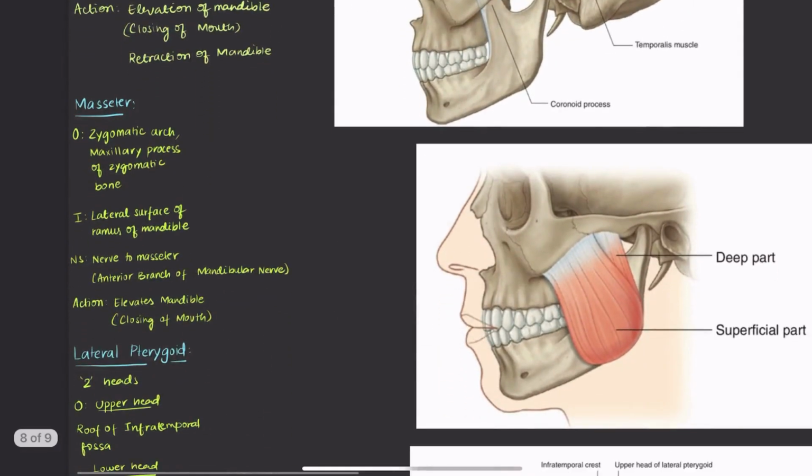Moving on to masseter. Masseter originates from the zygomatic arch and also from the maxillary process of zygomatic bone. It inserts onto the lateral surface of the ramus of the mandible. Right, and the nerve supply would be nerve to masseter, which is also a branch from the anterior division of mandibular nerve, and it is going to elevate the mandible and help in closure of the mouth.